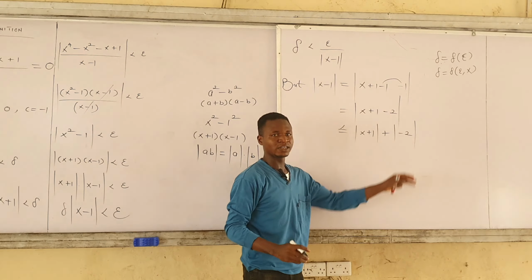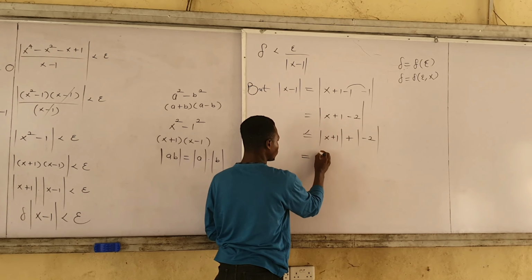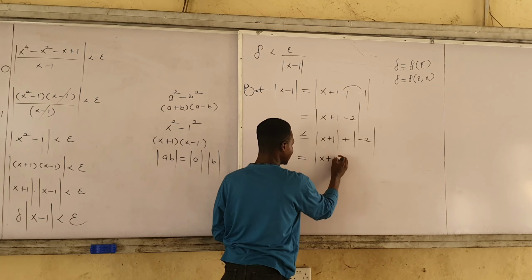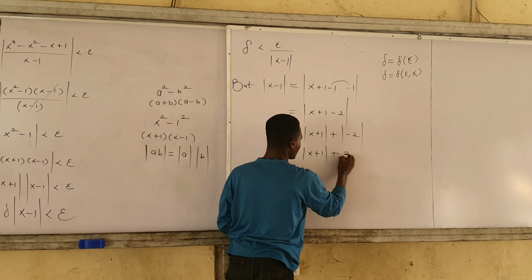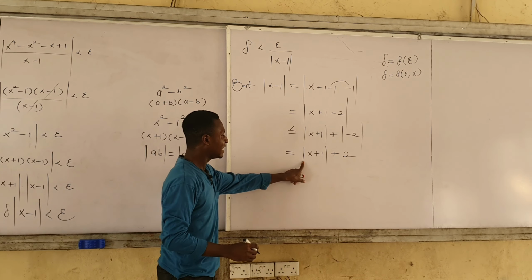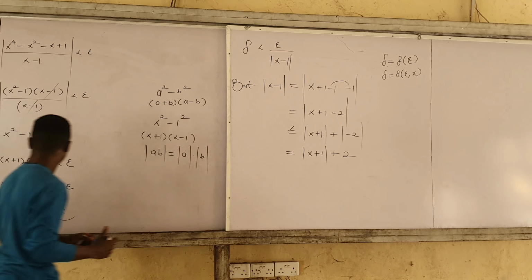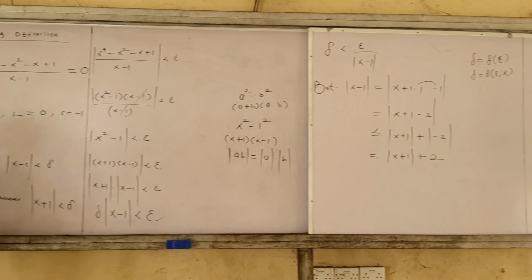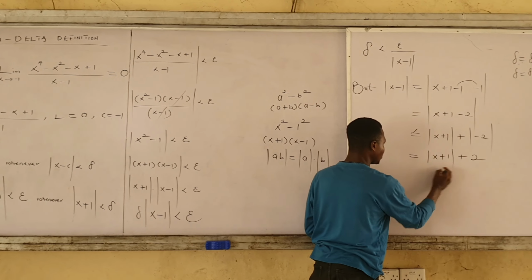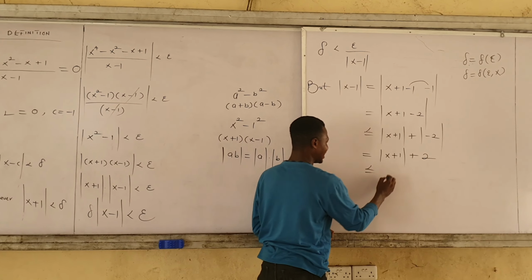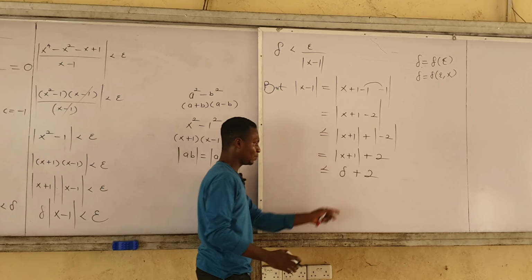So we take note that the absolute value of any negative number is a positive number. So this implies that we have this to be the absolute value of x plus 1. The absolute value of minus 2 is going to give us plus 2. This is it now. Since we are having the absolute value of x plus 1 here, and we know that the absolute value of x plus 1 is less than delta from here, we are also going to carry out that same simple substitution. So it implies that we are having this to be given by delta plus 2 when you replace this absolute value by delta.